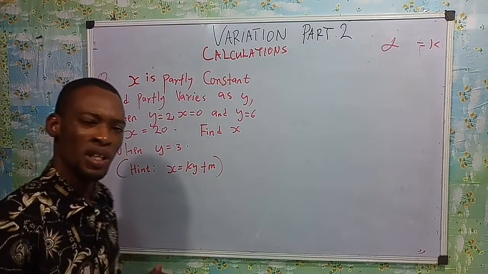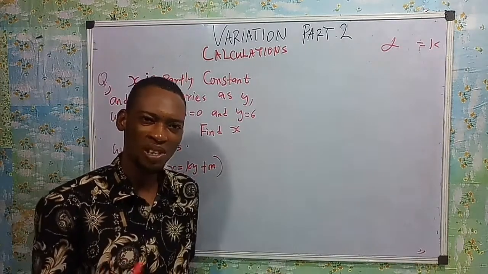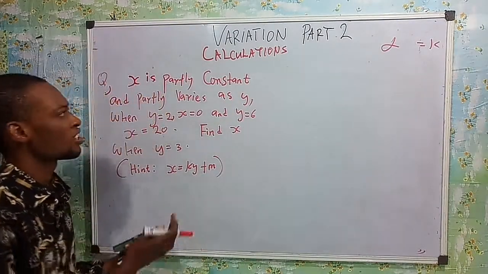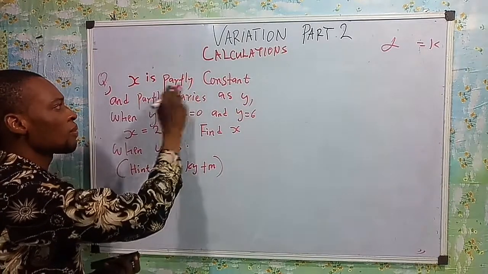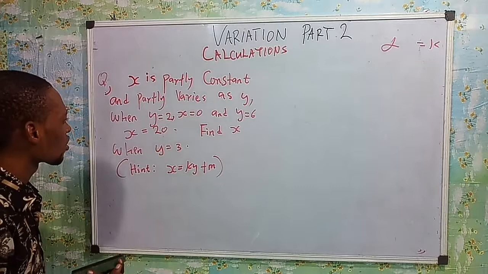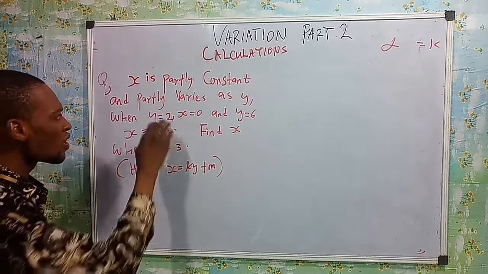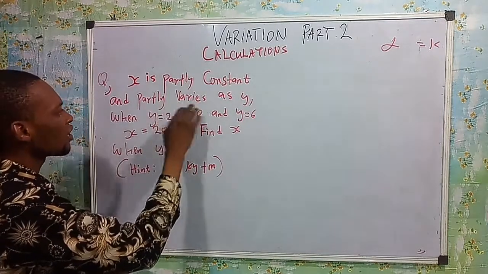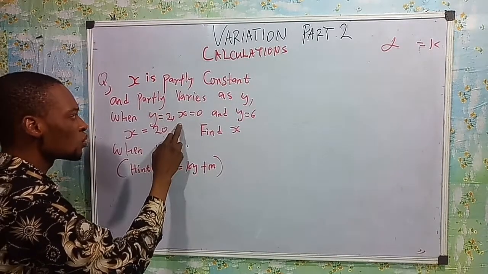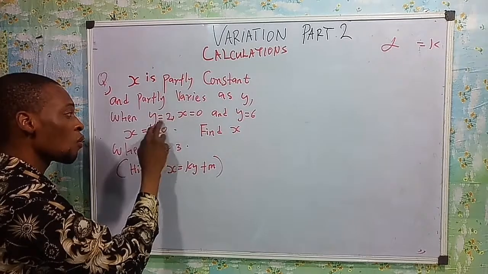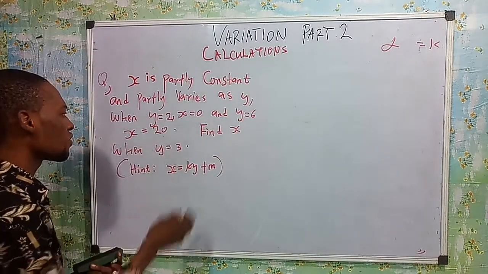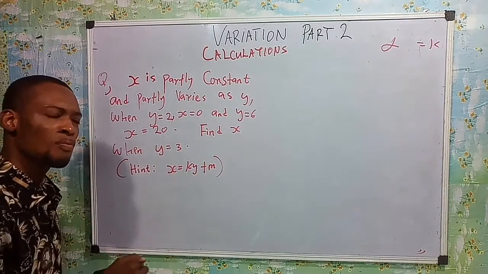If you look at this very well, it's somehow confusing, right? Different from what we've been doing. So this shows that it's partly constant and partly varies as y. When y is 2, s is 0, and when y is 6, s is 20. Find s when y equals 3.